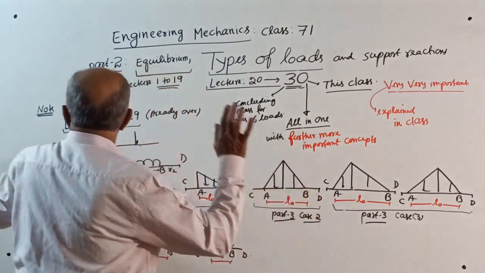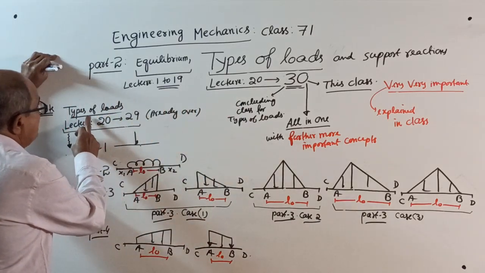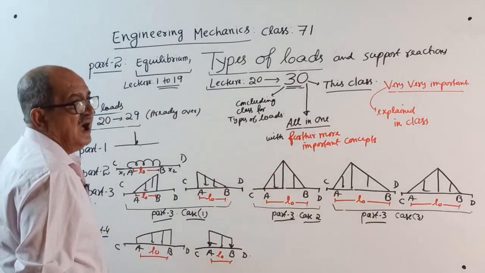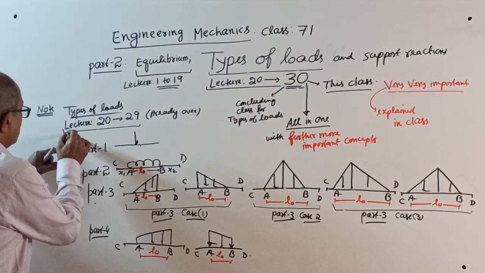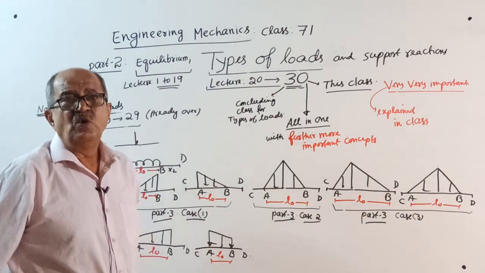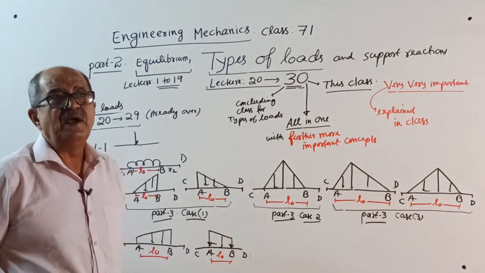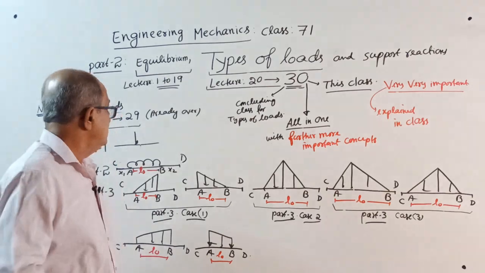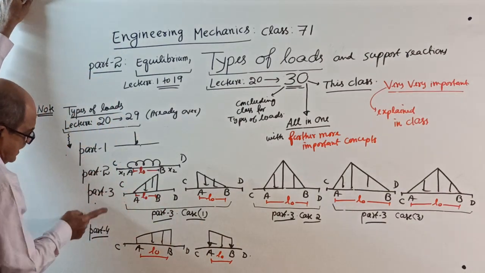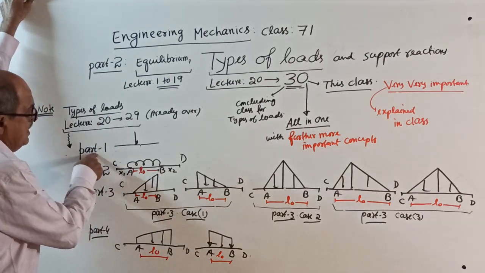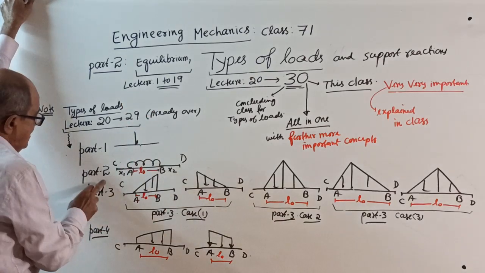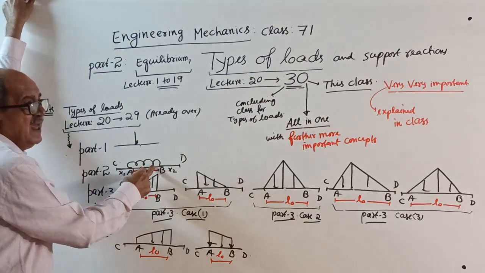When I started types of loads, in lectures 20 to 29, I first gave some introduction and explanation for distributed load: how to find the total load and how to locate the centroid. Then I started part 1, part 2, part 3, part 4. Part 1 is for concentrated load, where there is nothing special. Part 2 is for UDL.